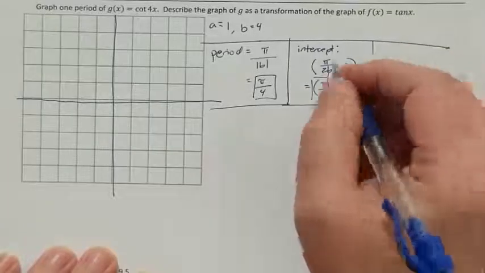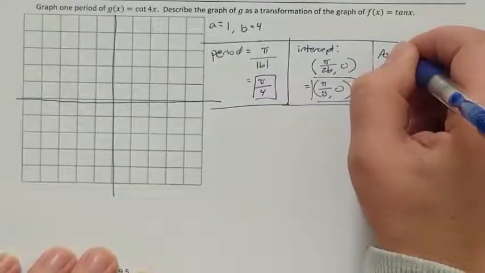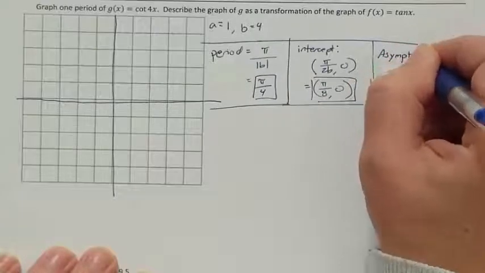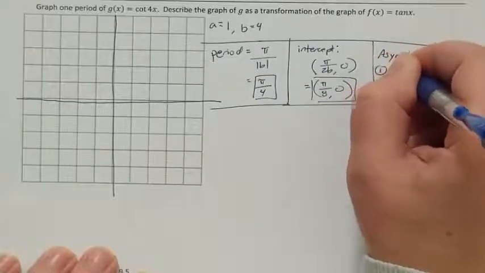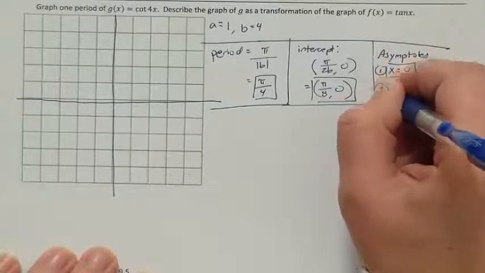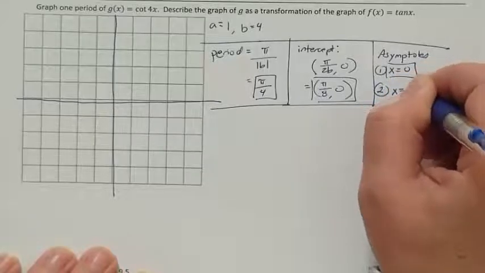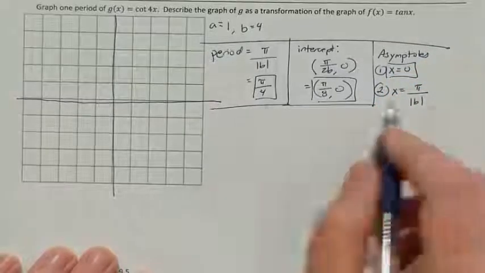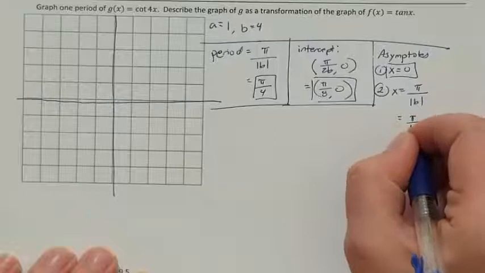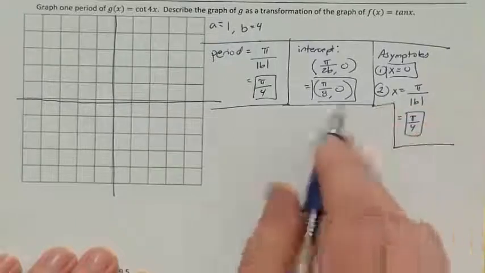And our last point that we need to find is our asymptotes. Our asymptotes are also equations. The first one is x equals 0. The second one is x equals pi all over the absolute value of b, which we already know to be pi fourths. So let's go ahead and take a look at these.